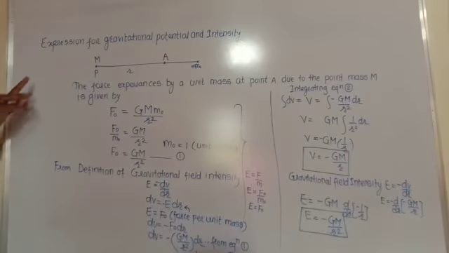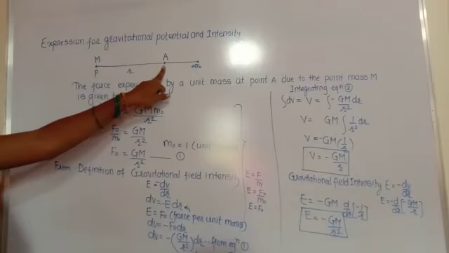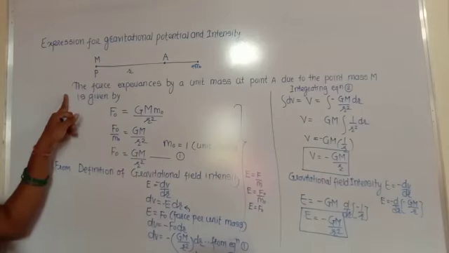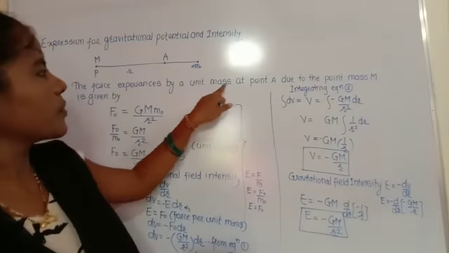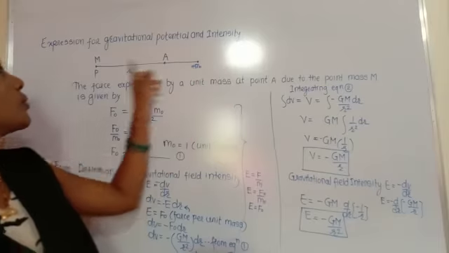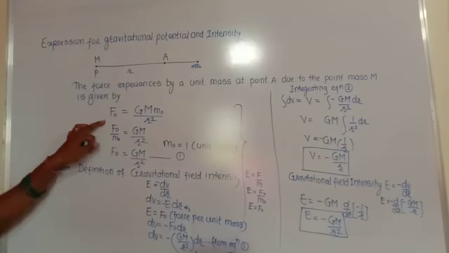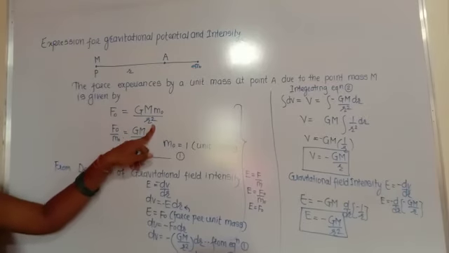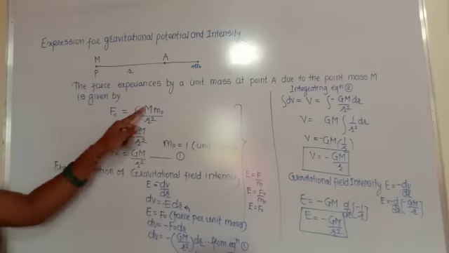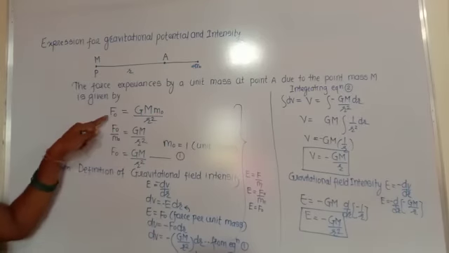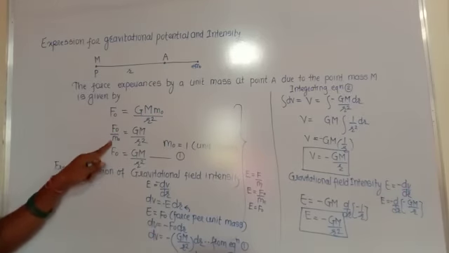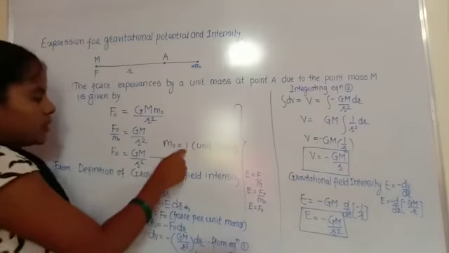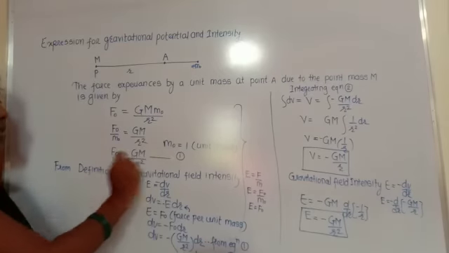So let us check again. Let us consider a point A at a distance r from the point mass M, and therefore the force experienced by the unit mass M0 at point A due to the point mass M is given by F0 is equal to G M M0 divided by r square, according to the gravitational law. So F0 divided by M0 is equal to GM by r square. Here M0 is the unit mass which has a value 1, therefore F0 is equal to GM by r square. This is equation first.